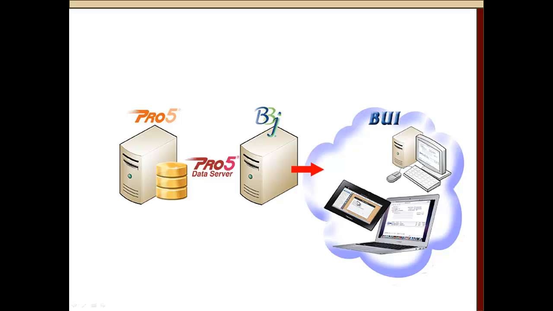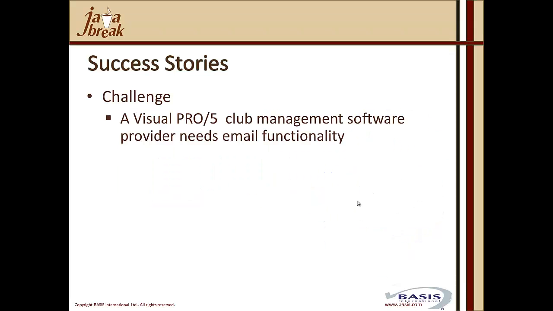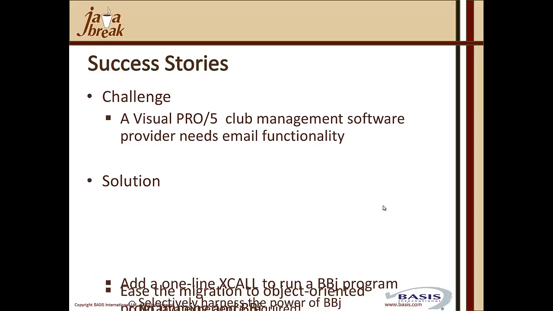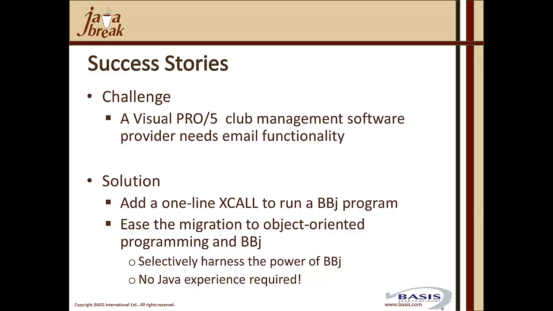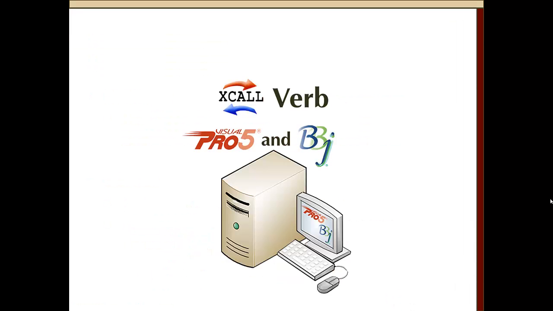Another success story we'll look at is the challenge faced by a Visual Pro5 club management software provider who wanted to easily provide email functionality to their vertical market application. And the solution was to take advantage of Xcall, the facility whereby you can call BBJ programs from within Visual Pro5 or Pro5 code. This has helped ease the migration to object-oriented programming and BBJ. So they could selectively harness the power of BBJ, and no Java experience was required to take advantage of the Java-based email utility that Basis supplies.